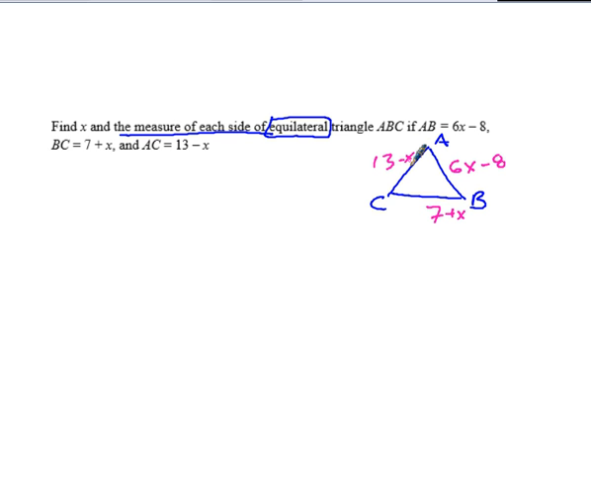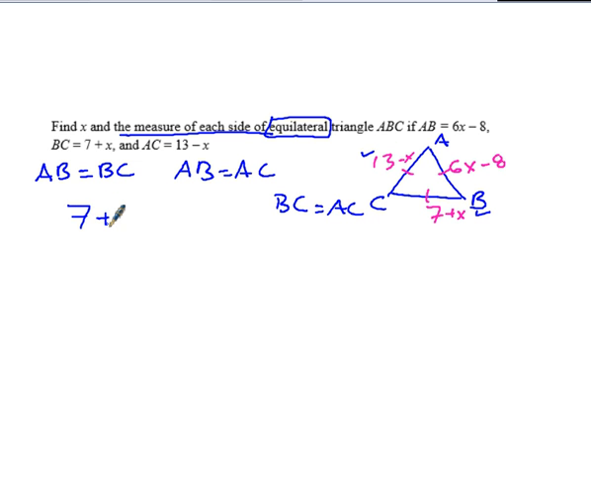So now this is saying this is an equilateral triangle. Equilateral means that all three of these things are equal. So here's where you actually have some freedom to do whatever you want with this one. There are essentially 3 different things we can set up. We can set up that AB is equal to BC. We can set up that AB is equal to AC. Or we can set up that BC is equal to AC. Any of those work, because all of the sides are the same. So I'm just going to pick these two, and we'll say that 7 plus x is equal to 13 minus x.